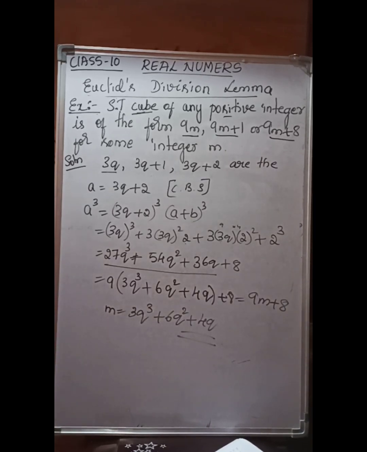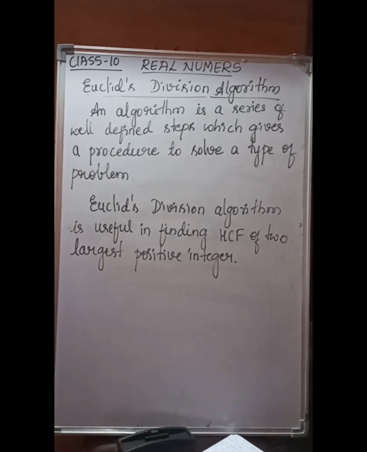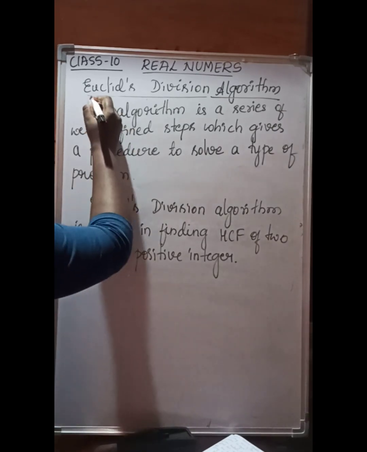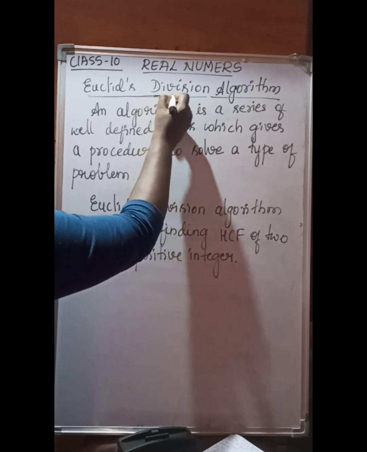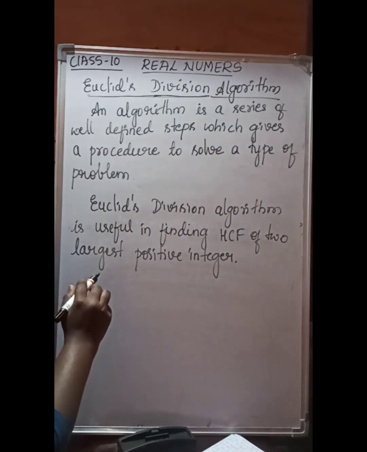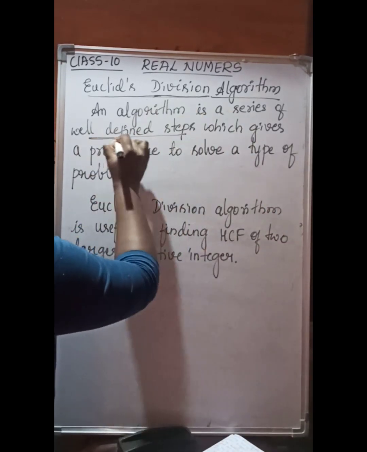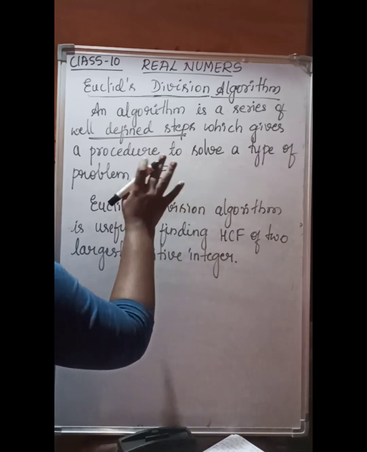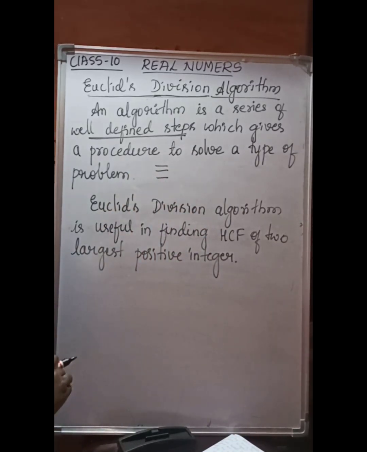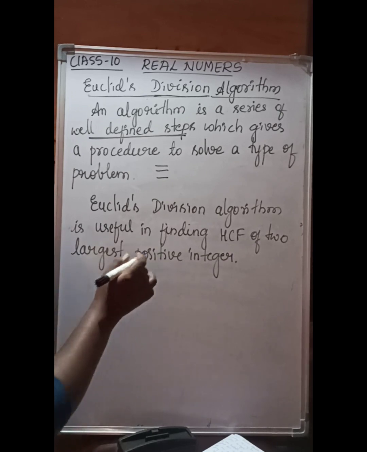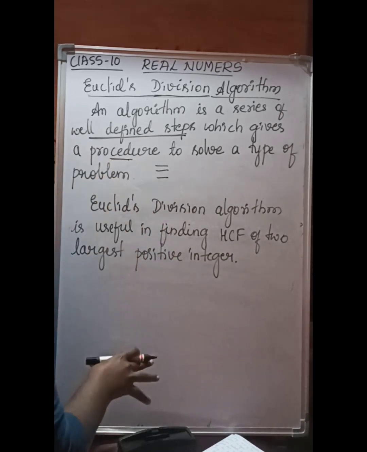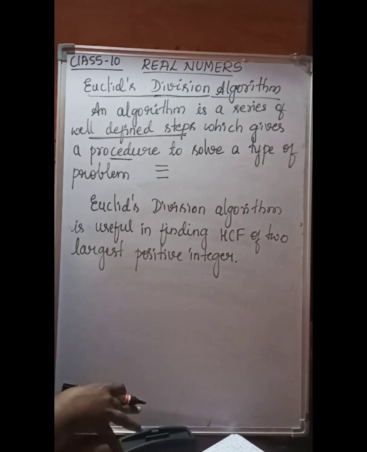Now let's see Euclid's division algorithm. Next topic is Euclid's division algorithm. Why it is important, we will see now. First you need to learn what an algorithm is. An algorithm is nothing but a series of well defined steps. There will be continuous steps, but it is already defined how you have to consider and how you have to prove. All the steps are already explained beforehand. Then it will give you a procedure. There are some rules. Procedure is nothing but how to solve it, by using well defined steps to solve a problem.